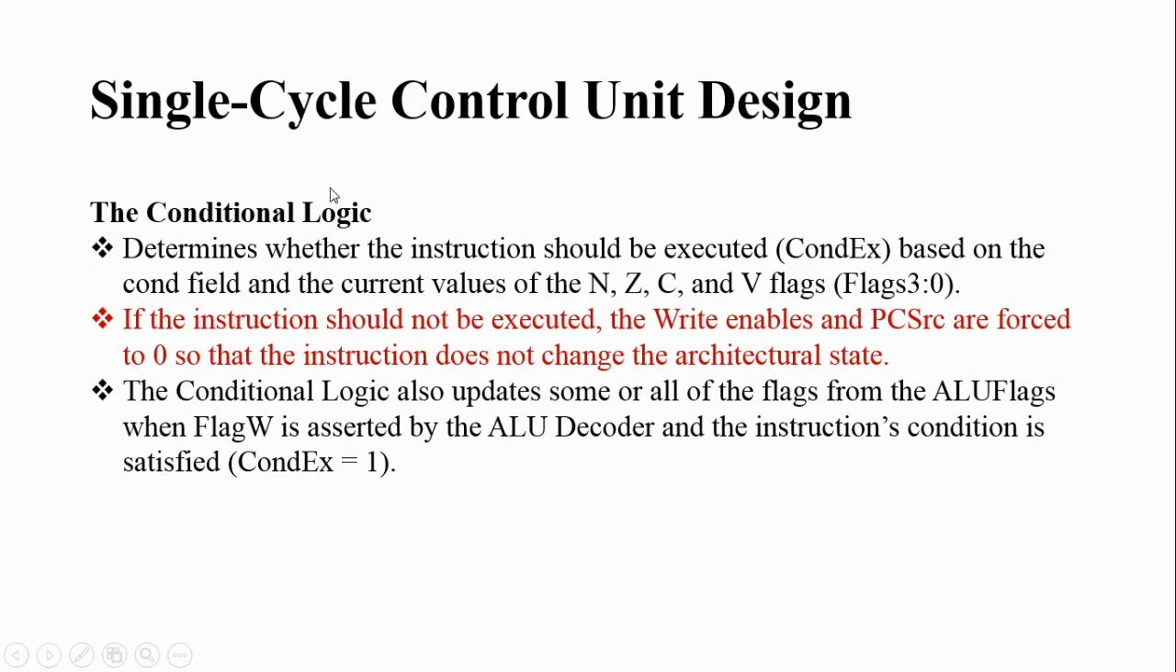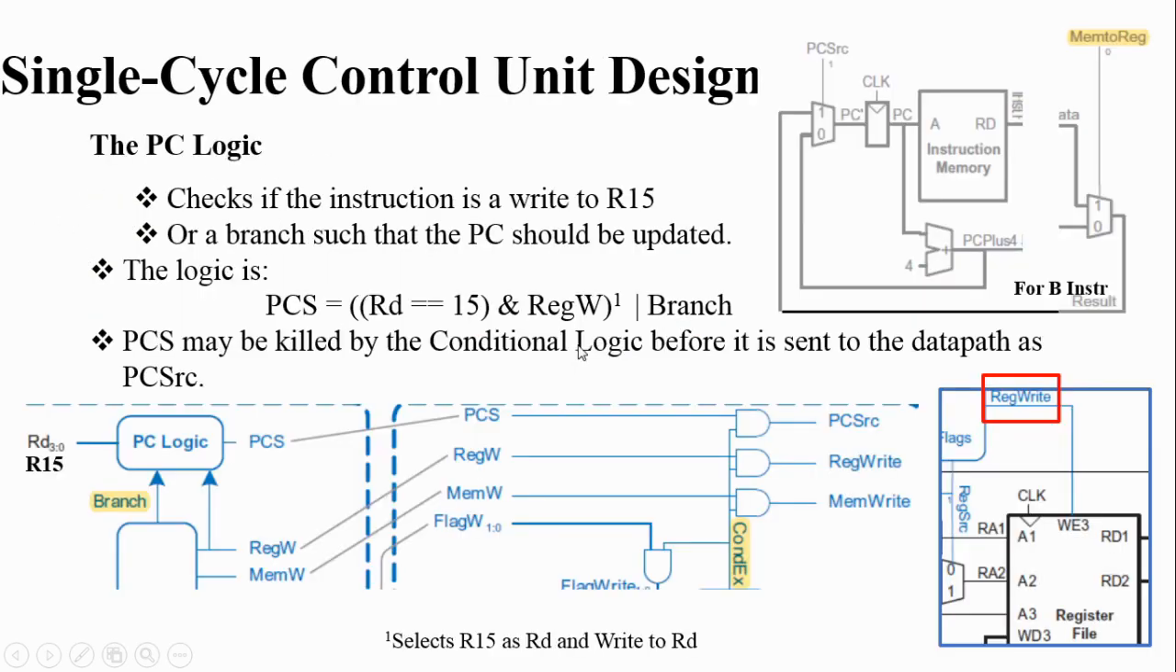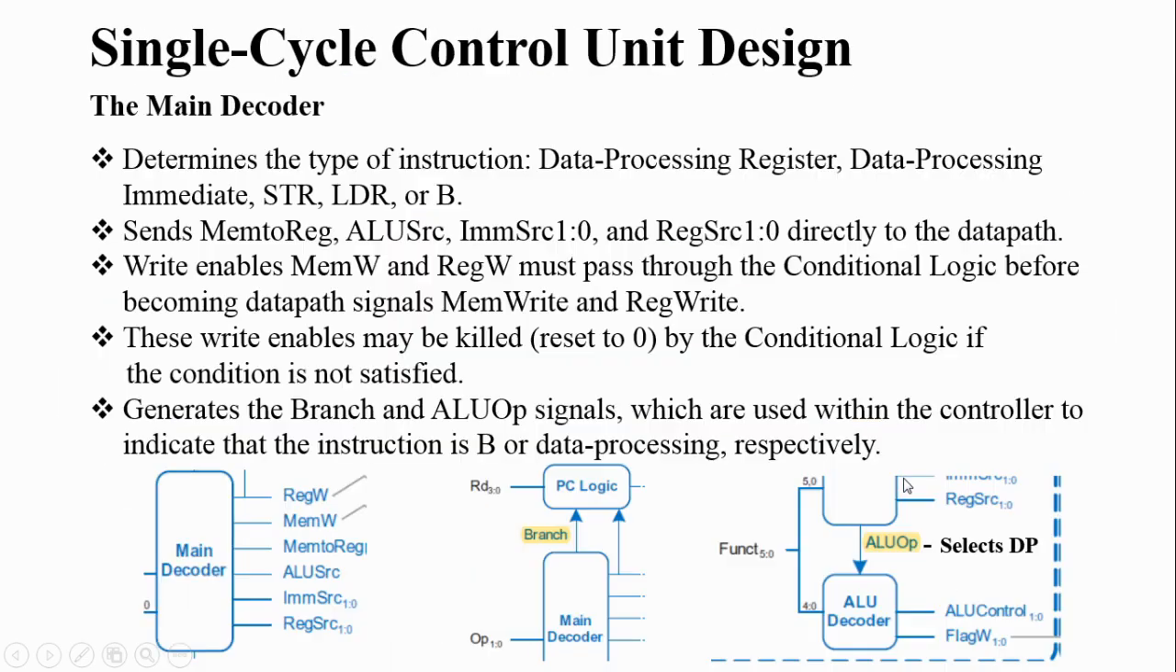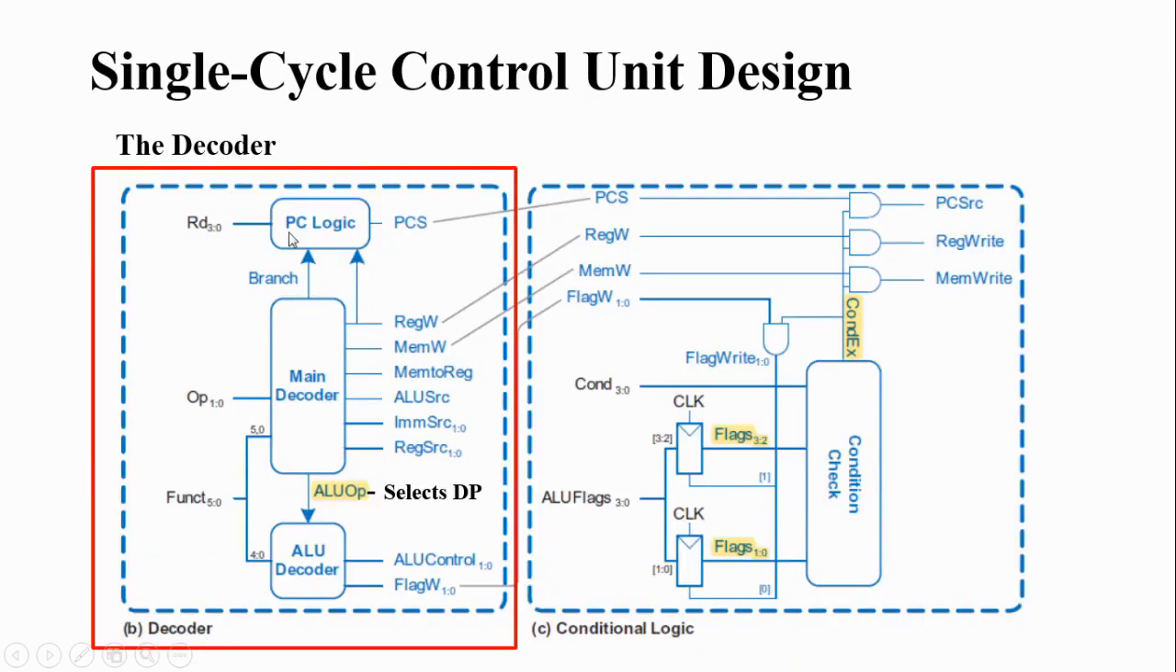Then the last one we will see is the conditional logic. Till now we have been dealing with this. You have seen the ALU decoder, main decoder and PC logic. That was the decoder. Next we are going to see the conditional logic.